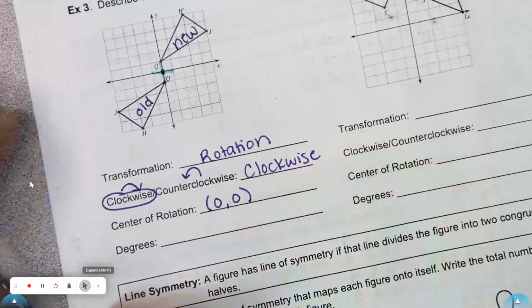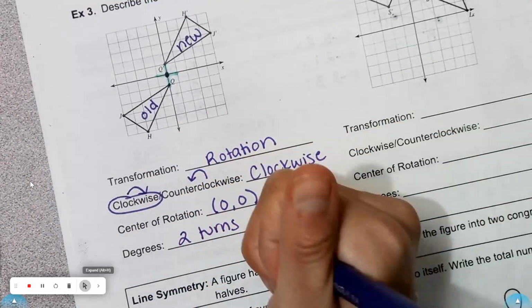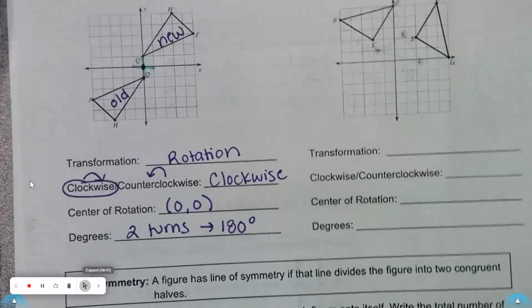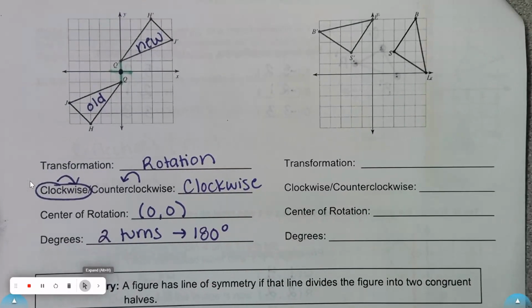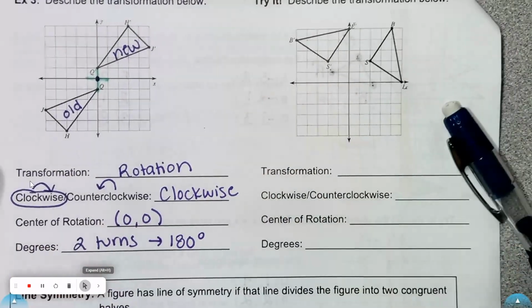So because this was 2 turns, that is the same as 180 degrees. I know that from the previous page. Okay, I'll try this one with you. Okay, this is also a rotation.